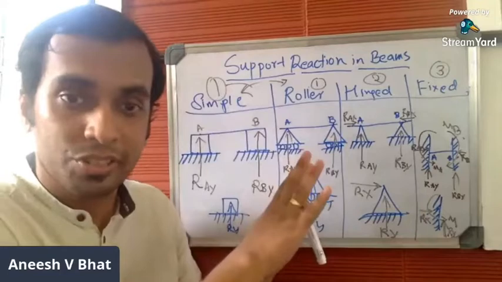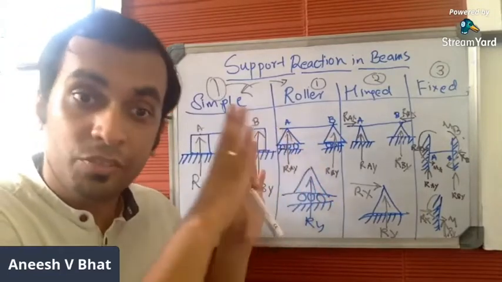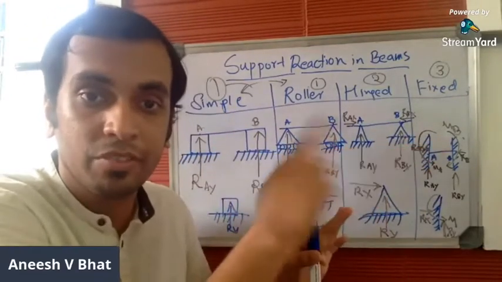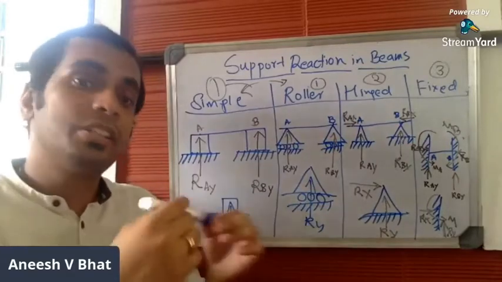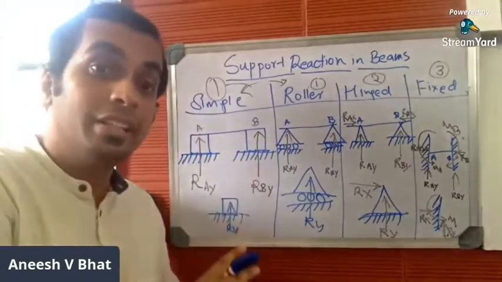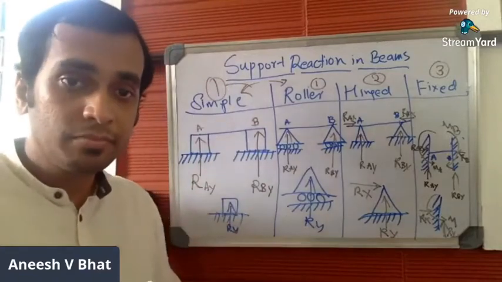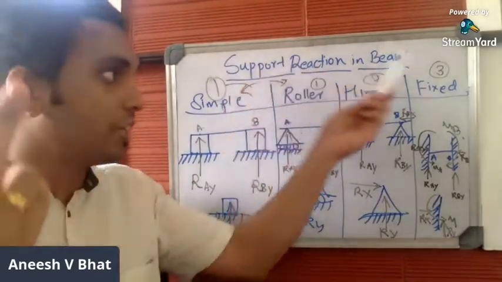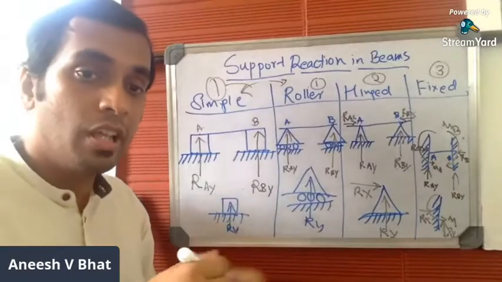First of all, you have to remember the number of reactions offered by all the types. Now, let us understand why simple support offers only one reaction, in that too in y direction, and why roller support offers only one reaction, why hinge support offers two reactions, and why fixed support offers three reactions.